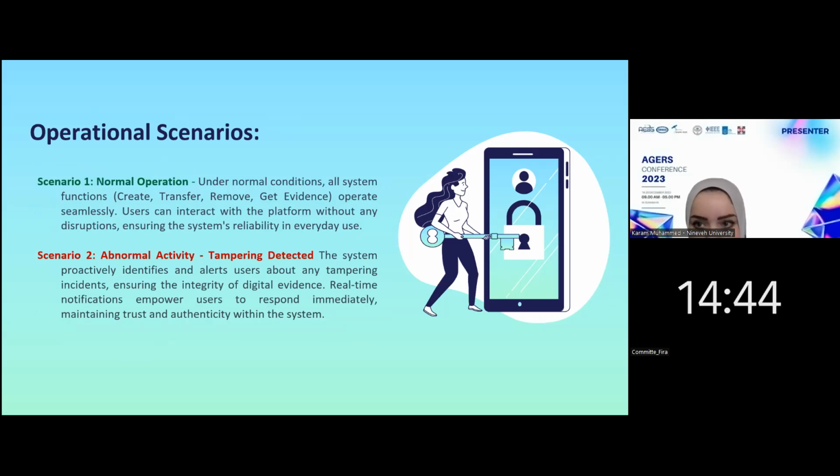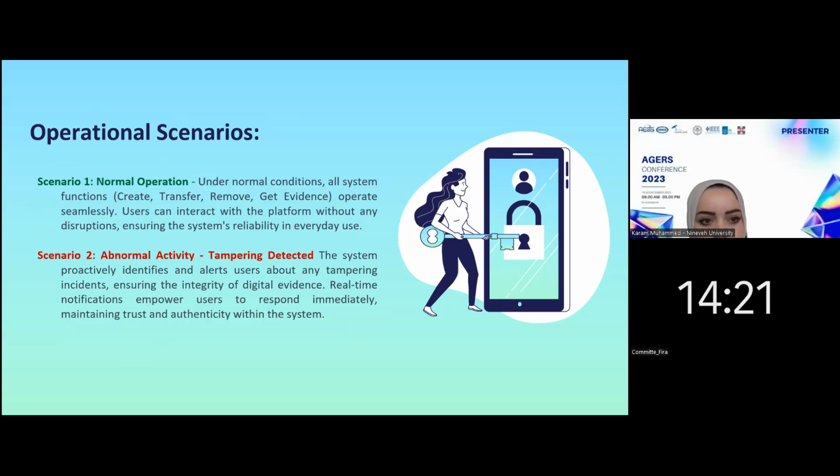There are two operational scenarios in our system. The first one is normal operation under normal conditions. All system functions, create, transfer, remove, and get evidence, operate seamlessly. Users can interact with the platform without any disruption, ensuring the system's reliability in everyday use.